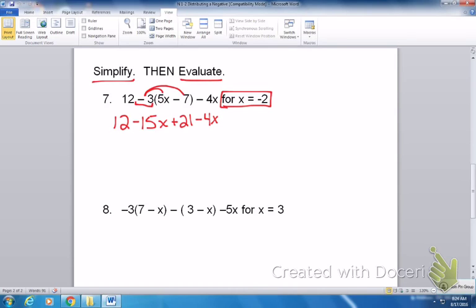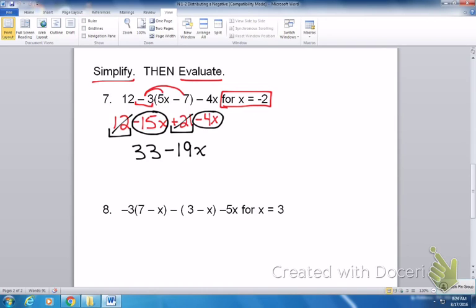Now we did our distribution. We need to combine any like terms that we can. I have positive 12 plus 21. Well, 12 plus 21 is 33. So I'm done with those two. But then I have negative 15x minus 4x. Well, negative 15 minus 4 is negative 19, so minus 19x.